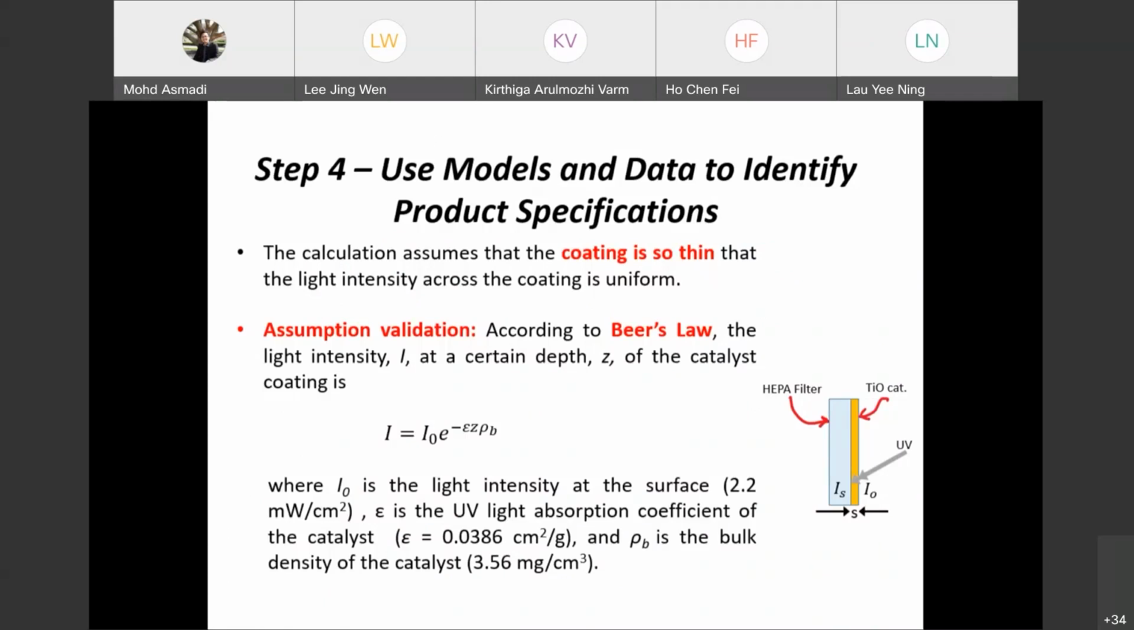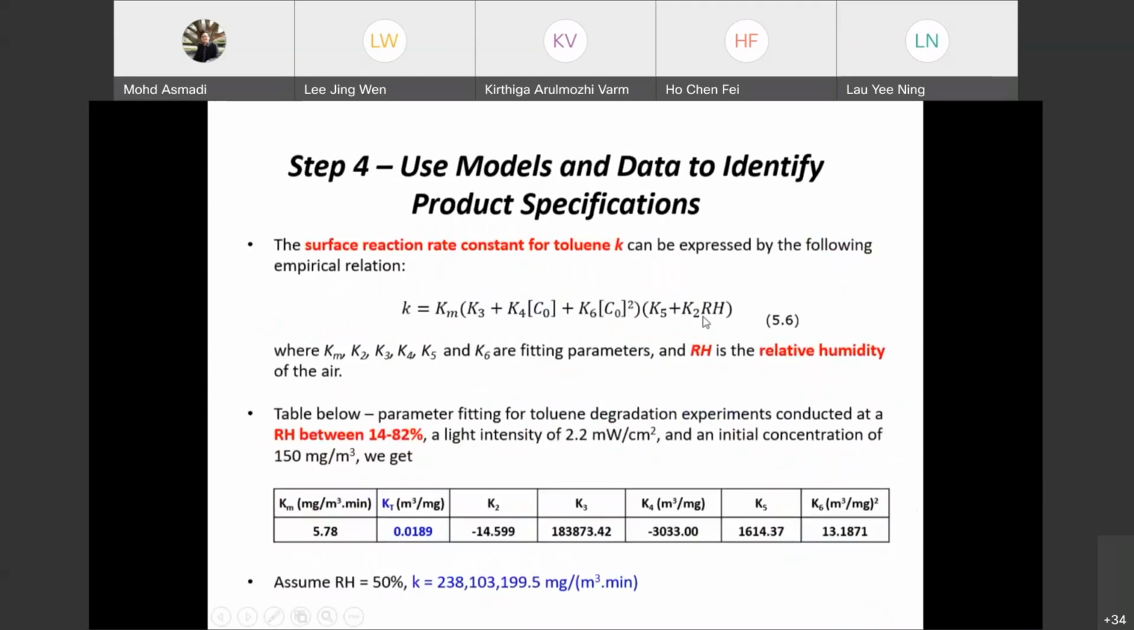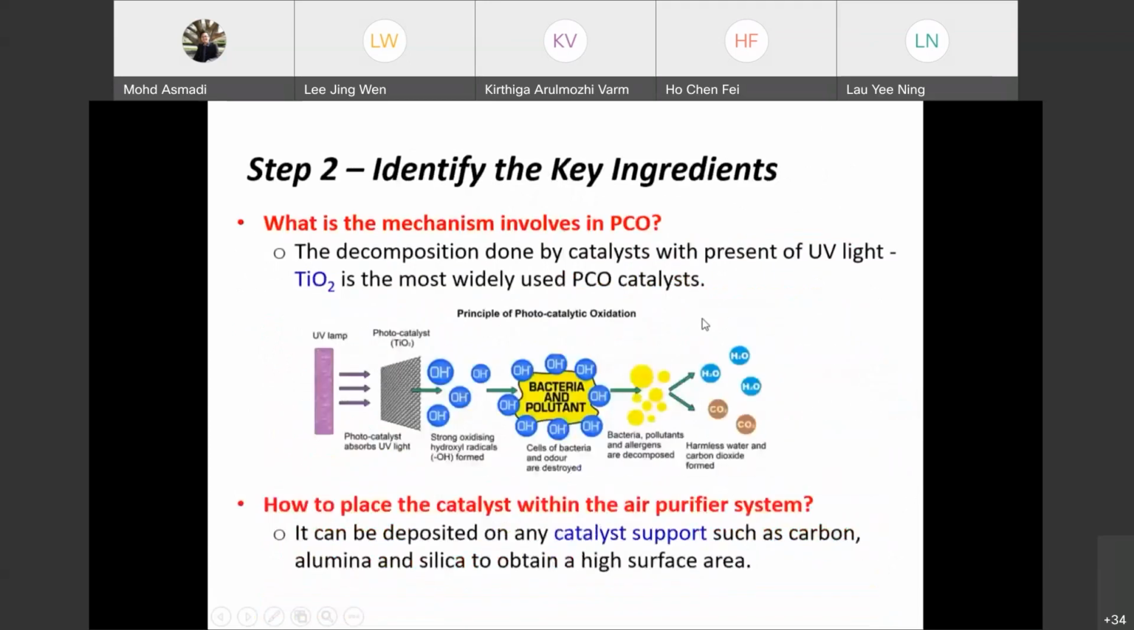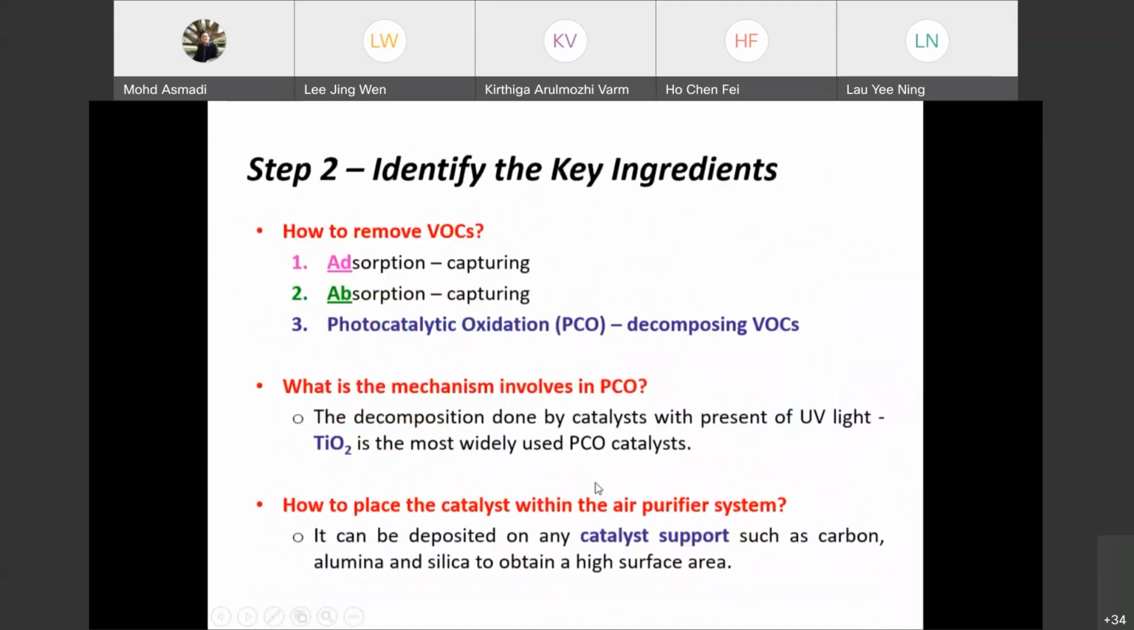At least it can decompose the VOC within 2 hours. So we can reduce from 200 or 150 to 30. How much we want to reduce: 150 milligram per cubic meter to 30 milligram per cubic meter.